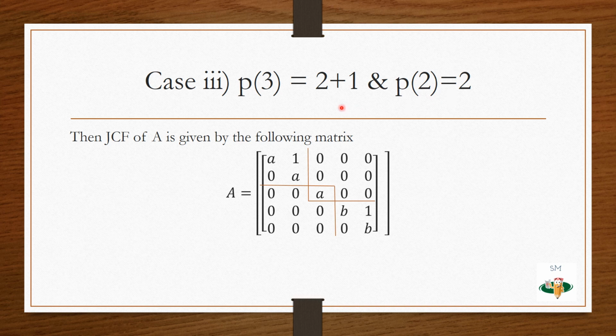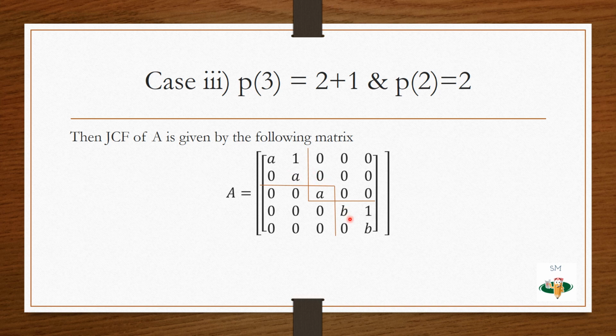Okay. So 2 plus 1 means here this one will be the 2 cross 2 block and another will be the 1 cross 1 block. So here this will represent the 2 cross 2 block. Okay, so for a 2 cross 2 block, the diagonal entry will be a, a and the super diagonal entry will be 1. Then another 1 cross 1 block. These two a's are in distinct blocks. Therefore here we have to put the super diagonal entry as 0.